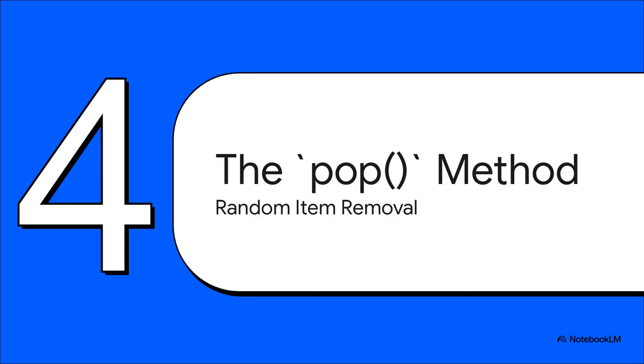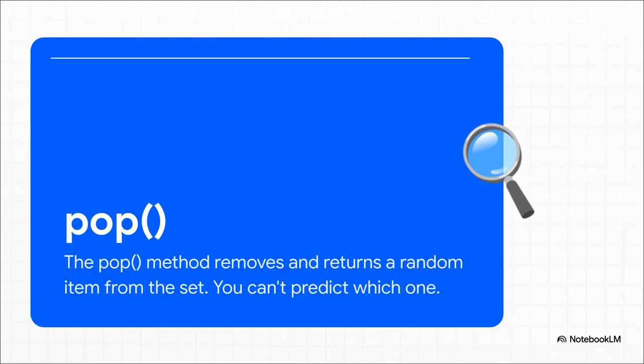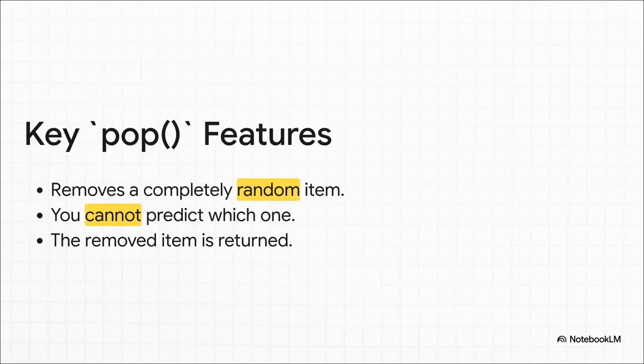Okay, let's switch gears to a totally different situation. What if you need to remove an item, but you honestly don't care which one it is? This is where pop comes in, and it has a really cool trick up its sleeve. It doesn't just remove an item, it removes it and then gives it back to you. This is super useful if you need to do something with that item right after you pull it out. Now, the crucial thing to remember here is that sets are unordered. So when you use pop, you have absolutely no control over what you're going to get. It's a bit of a lucky dip. You can't use it to target a specific item, but it's fantastic for when you just need to pull items out one by one to process them.